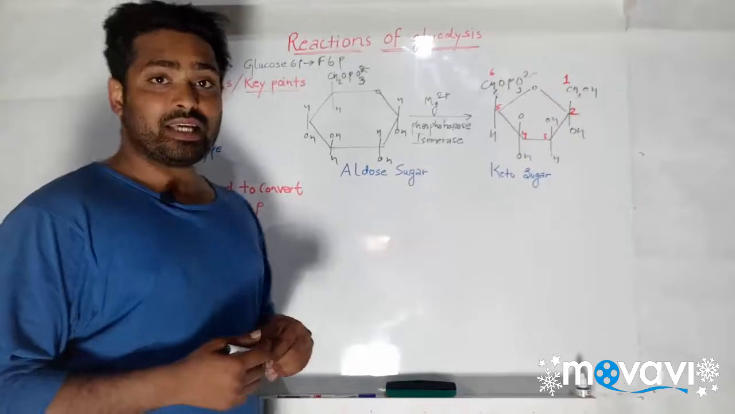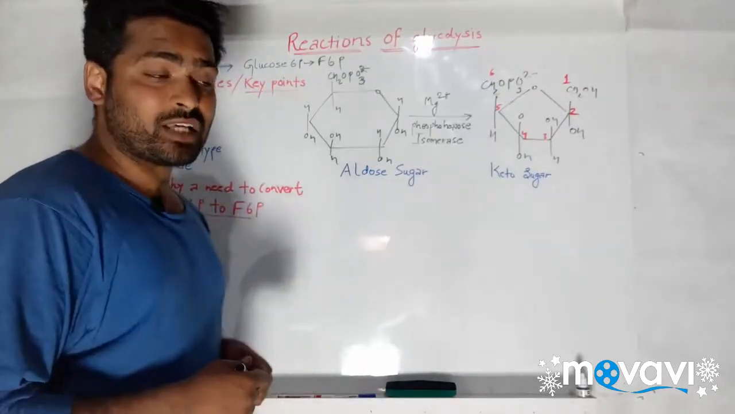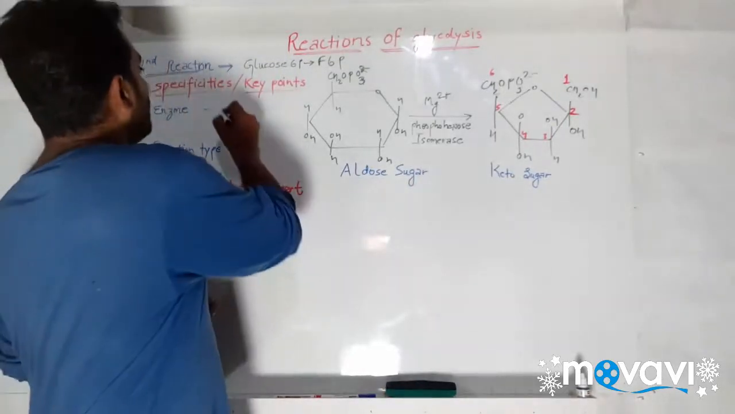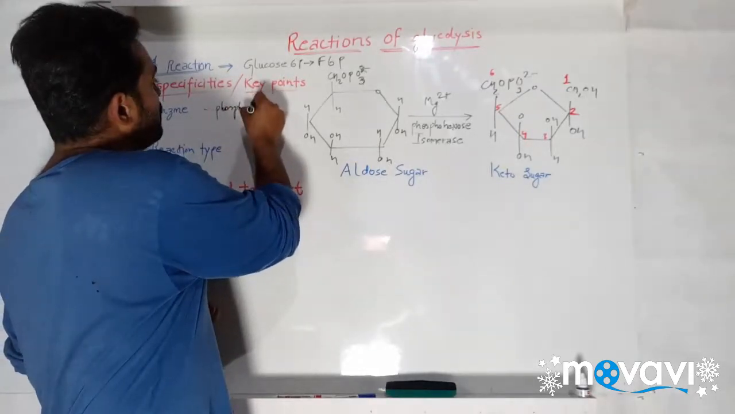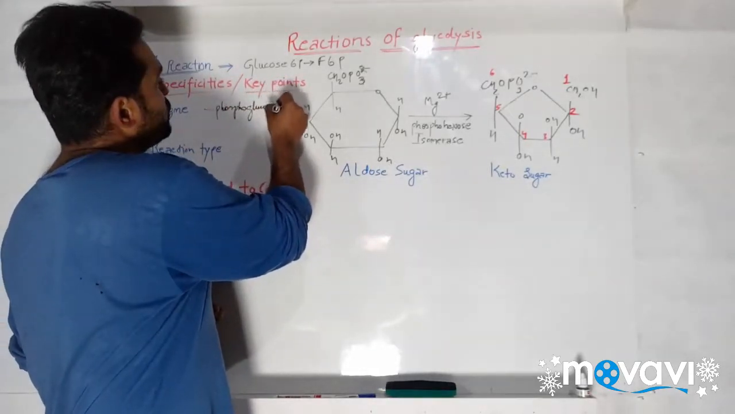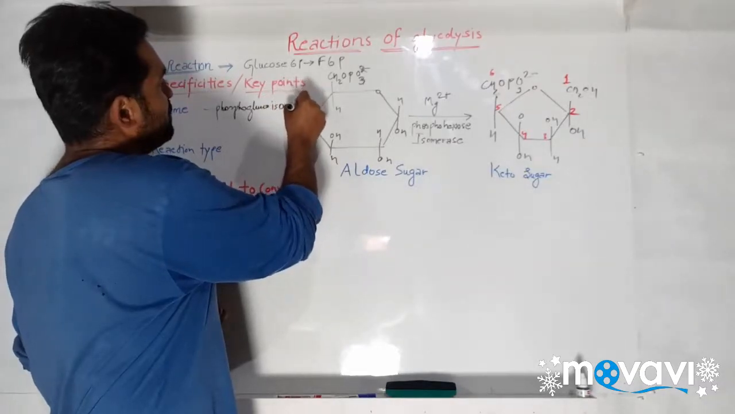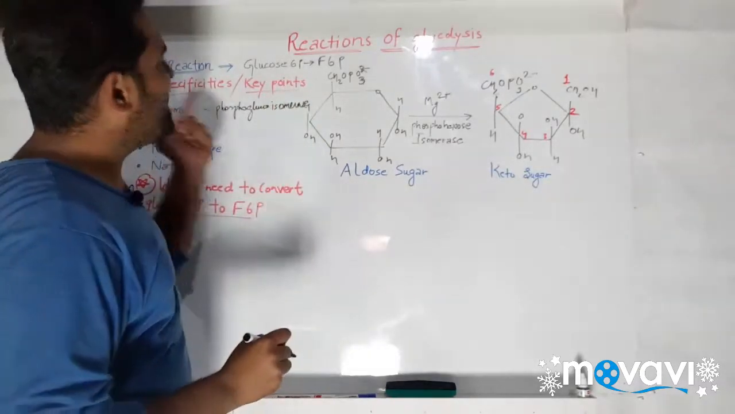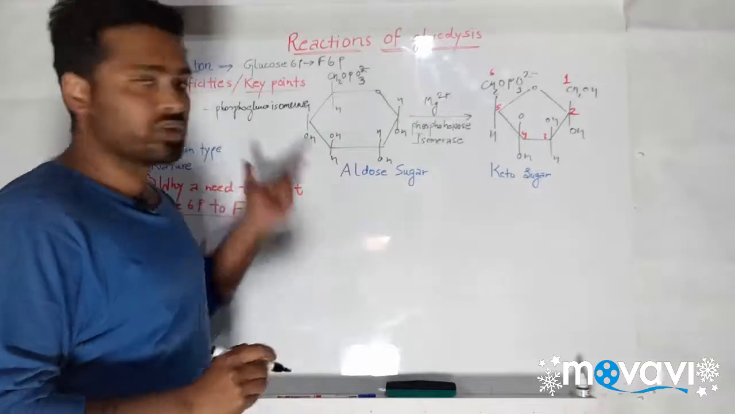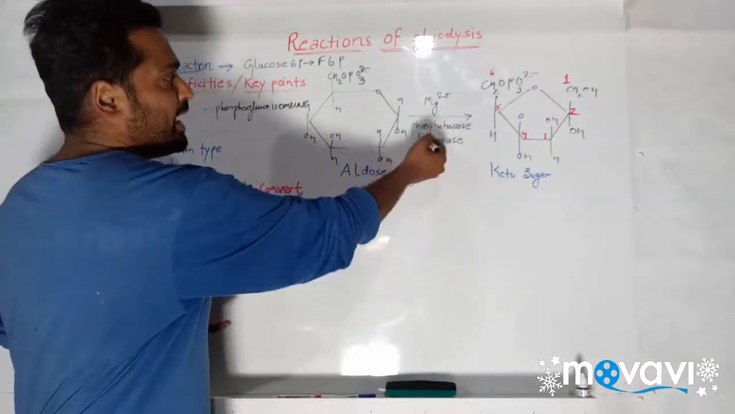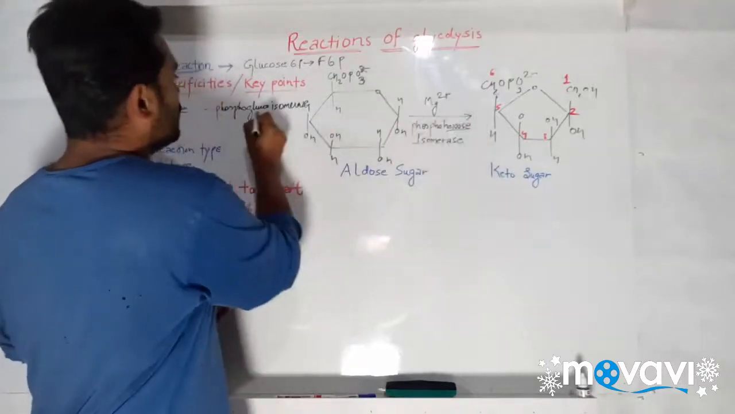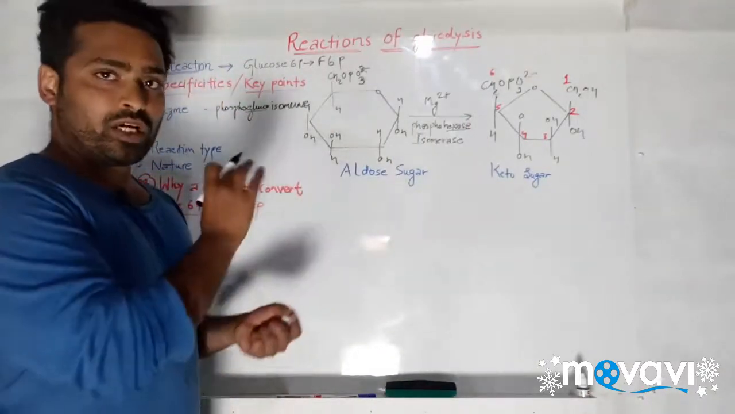The first is the enzyme. What is the name of the enzyme? That is phosphoglucoisomerase or phosphohexoisomerase, because glucose is also a hexose sugar. Phosphohexoisomerase, phosphoglucoisomerase, both are the same thing.